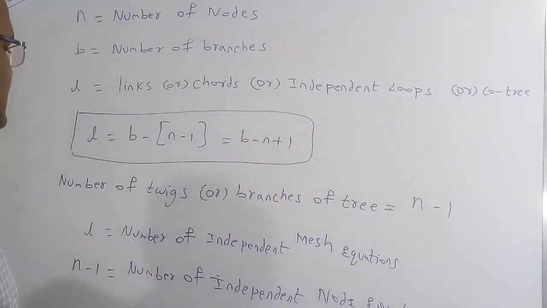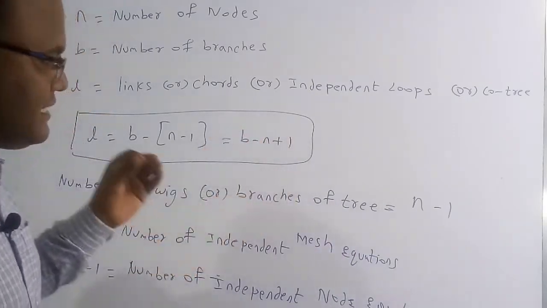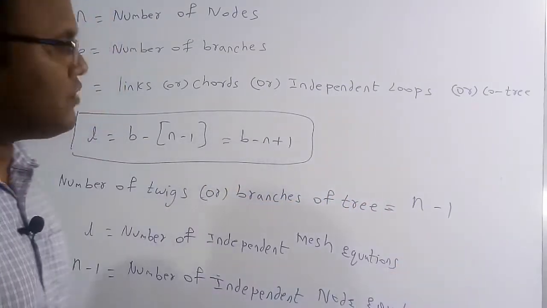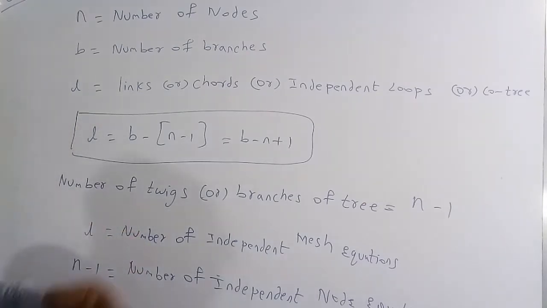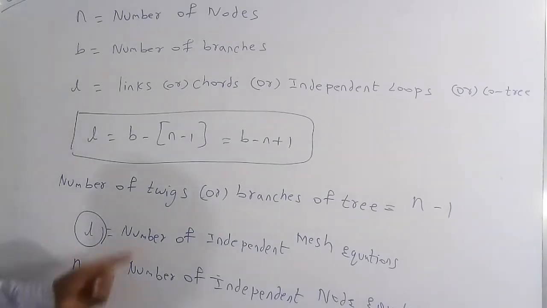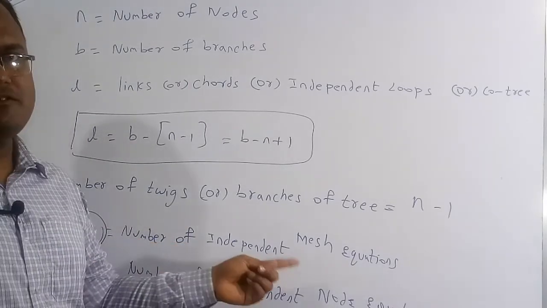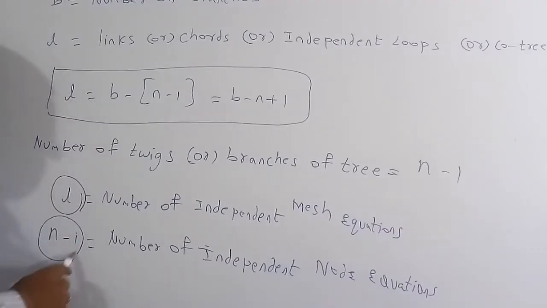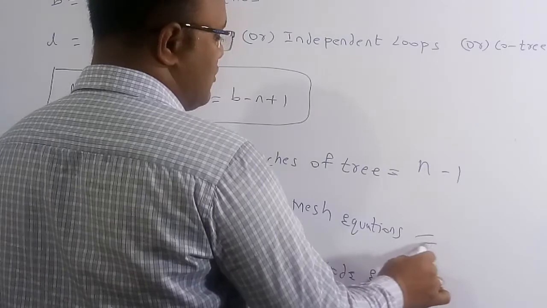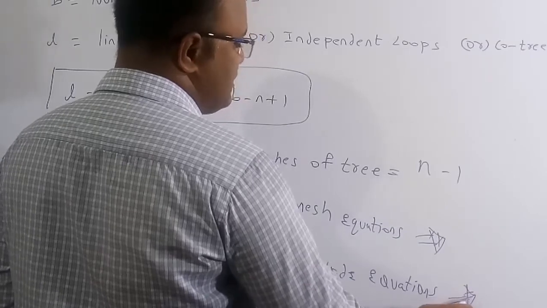Another interesting concept here is the number of twigs, or branches of a tree. Whatever the branches in a tree are called twigs, and the number of twigs is the number of nodes minus 1. Therefore the total number of branches minus the number of twigs gives the number of links. L gives you the number of independent mesh equations, and the number of twigs tells you the number of independent node equations. Mesh equations are responsible for mesh analysis, and node equations are responsible for nodal analysis.